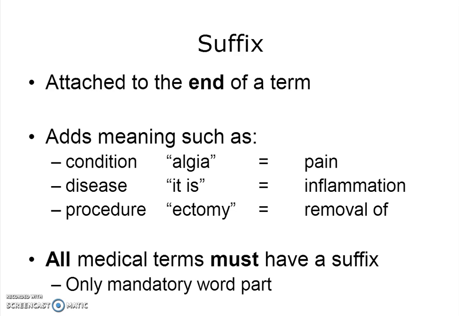Now let's move on to our study of the suffix. A suffix is attached to the end of a term. The suffix may provide additional meaning about the condition, disease, or procedure, such as an example for condition, algia means pain. An example for disease, itis, means inflammation. And an example for procedure, ectomy, means removal of. All medical terms must have a suffix. It is the only mandatory word part.